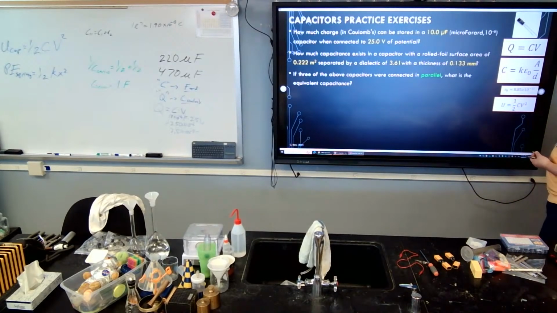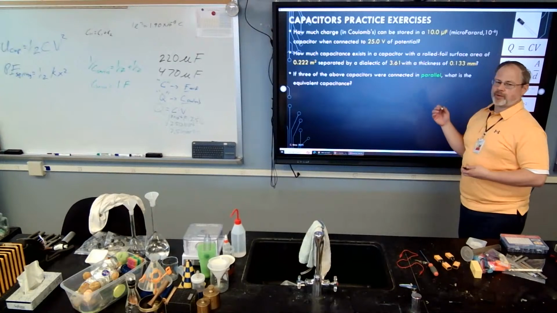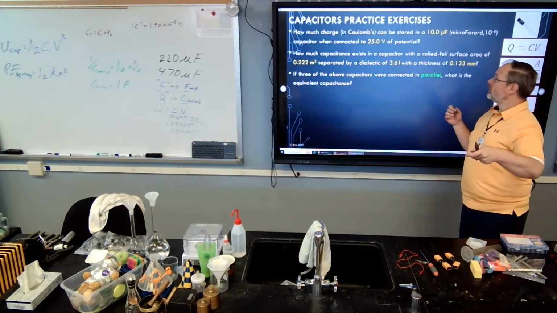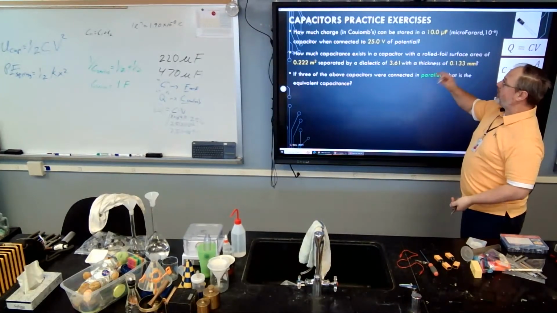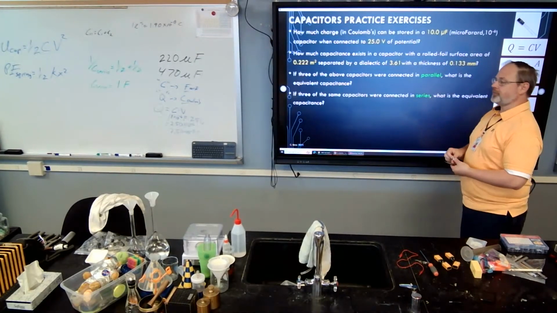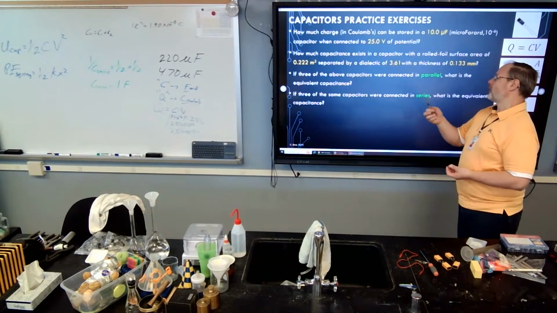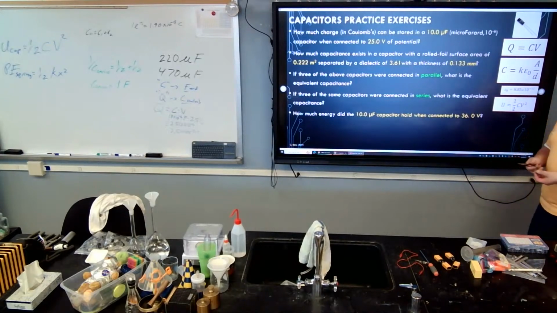Oh, we don't have to do this one. But if 3 of the above capacitors were connected in parallel, how would you find the equivalent capacitance? If they were in parallel, times 3. Add them. And if they were in series, then you would add their reciprocals.